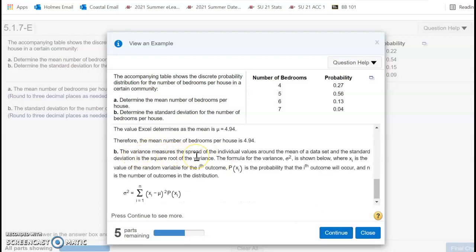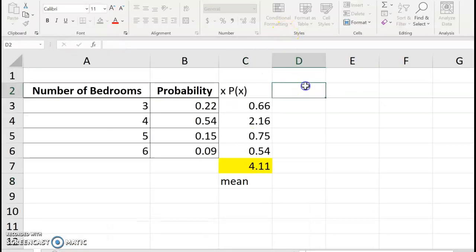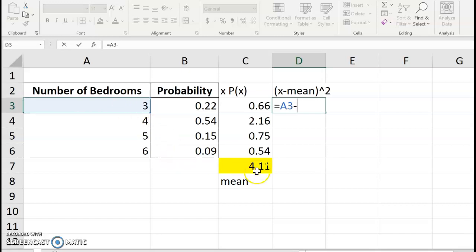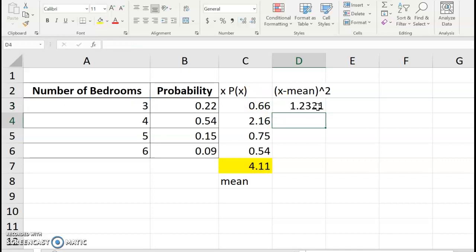So the variance, we have to find the variance first. So we're going to take each value and subtract the mean and square it, and then times it by the probability. So let's do x minus the mean, and let's square that. I'm just going to put it to the second. Alright, so here's x minus the mean, and then we're going to square that. Okay, now copy that down.